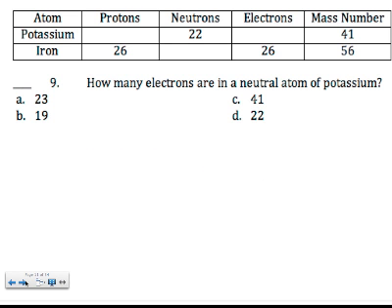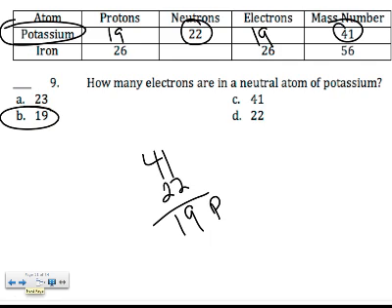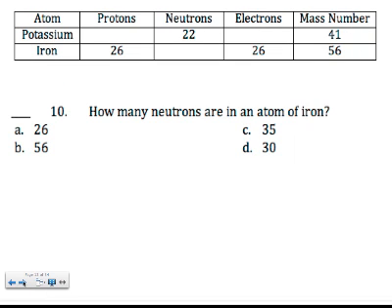How many electrons are there in a neutral atom of potassium? Well, here's potassium, and you could look that up on the periodic table, and you would see that it's element number 19, which means 19 protons and 19 electrons. So that's answer choice B. The other way to do that would be to look at the mass number, which is 41, subtract the neutrons, which is 22, and you'd get 19 protons, which is also 19 electrons. So there's a couple of ways to do that. Either way, the answer is B, 19 electrons.